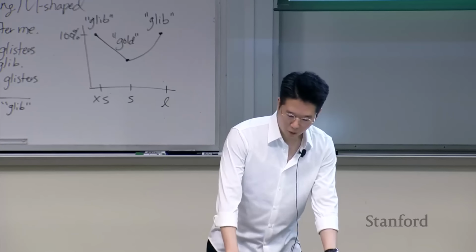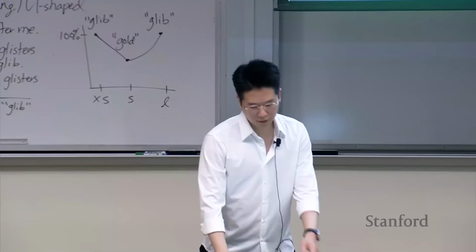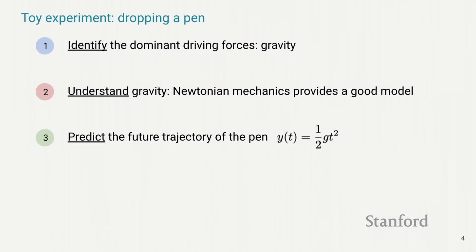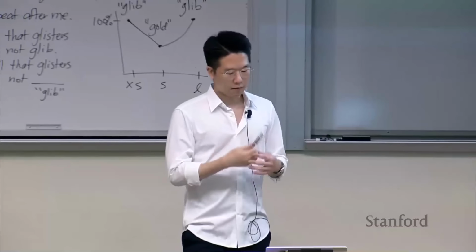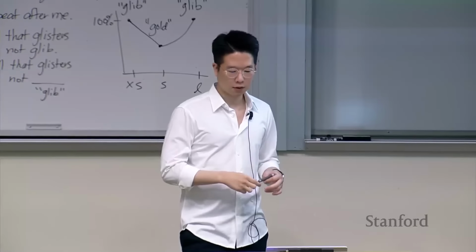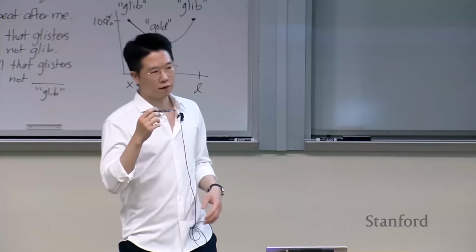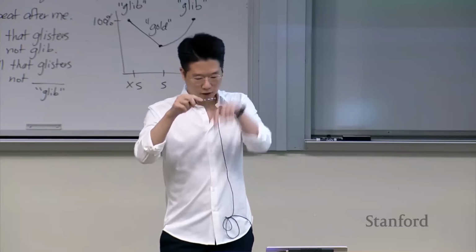So why is predicting the future difficult? Or maybe even think about the extreme case where we can all do the prediction with almost perfect accuracy. Here I'm going to do a very simple experiment of dropping this pen and follow the same three-step process. We're going to identify the dominant driving force. First of all, what are the driving forces acting on this pen? Gravity, downwards.